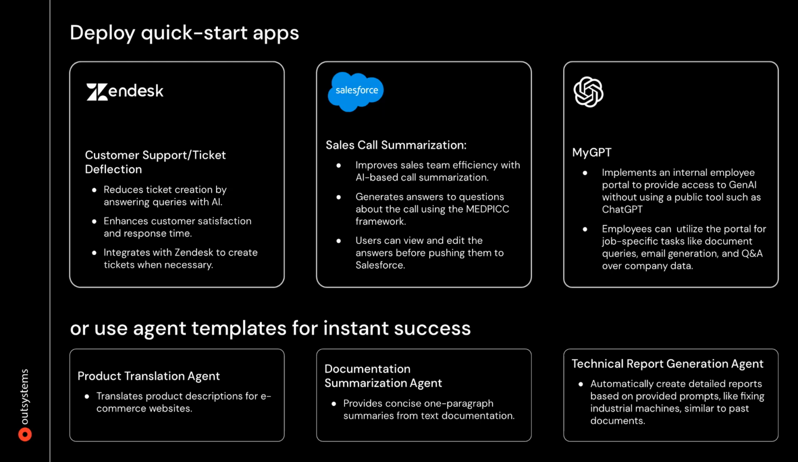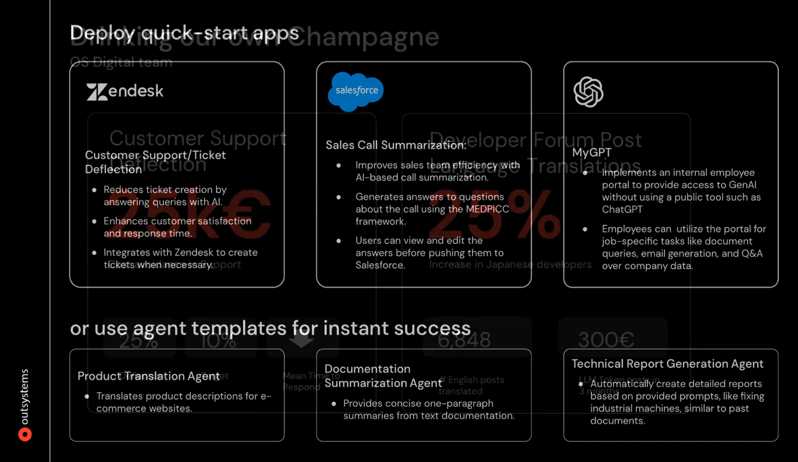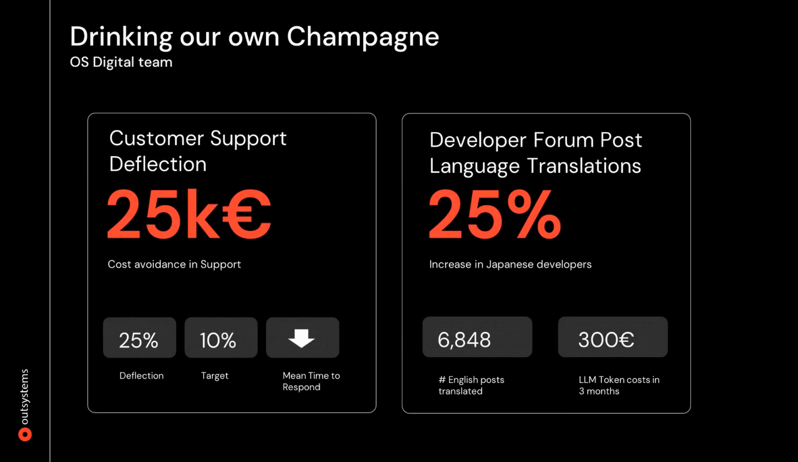Plus, there are ready-to-use agent templates including a product translation agent that translates product descriptions for e-commerce websites, a documentation summarization agent that provides concise one-paragraph summaries from text documentation, and finally, a technical report generation agent that automates the creation of in-depth technical reports based on specific prompts, mirroring the quality of past documents for different tasks. At OutSystems, we are of course confident enough with AI Agent Builder that we've been using it for quite some time now.